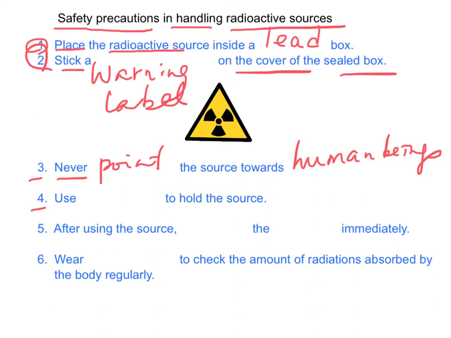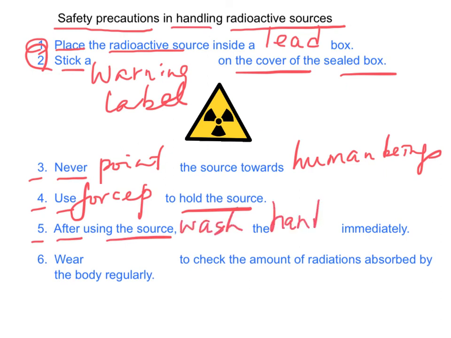Next, we may use forceps to hold the source. Fifth, after using the source, you should wash the hands immediately. Next, wear film badges to check the amount of radiation absorbed by the body regularly.